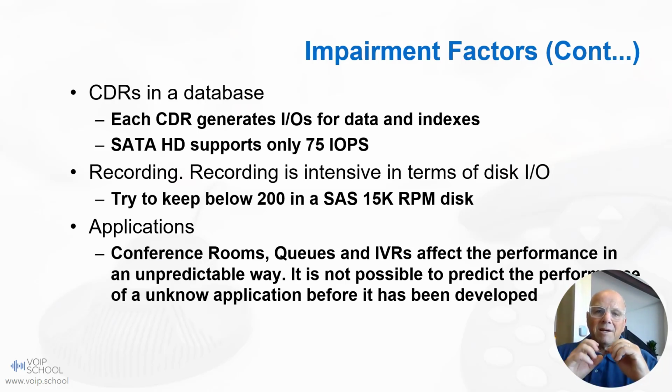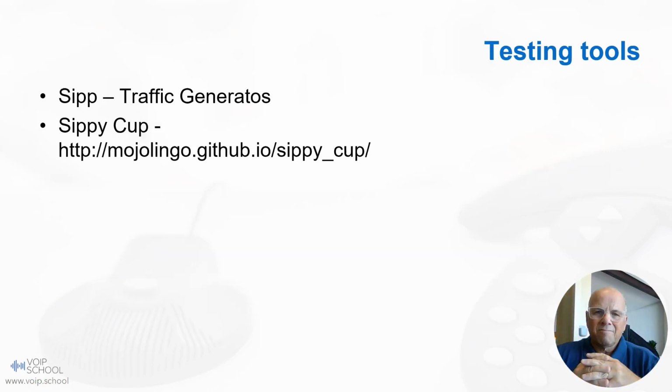But pay attention. Applications like conference rooms, queues, and interactive voice response systems can affect the overall system performance in an unpredictable manner. It depends on the tree, the IVR tree. It's not possible to predict the performance impact of an unknown application before it has been developed and tested. So pay attention to these impairment factors when dimensioning Asterisk.